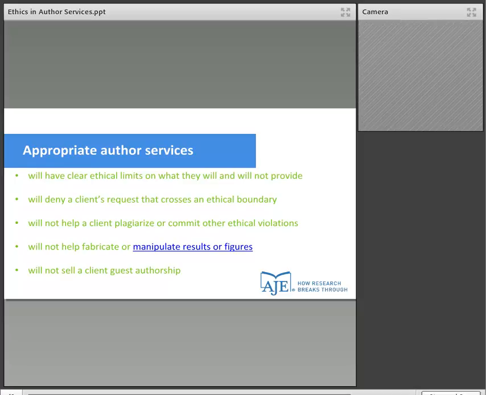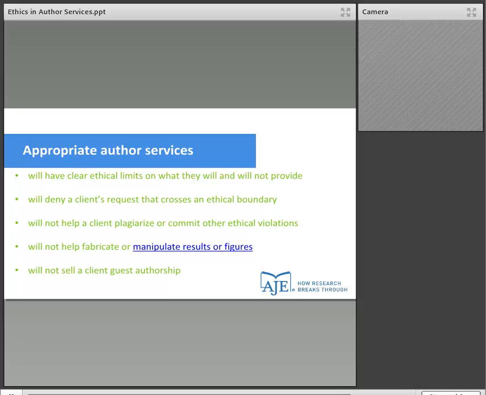There is a blacklist of author services, and I think there are various governments that actually list which author services should not be used by people within their research institutions. Ethical providers will not help you plagiarize or commit other ethical violations, and they won't help you fabricate or manipulate results or figures. And I've linked to an article by Dr. Mudrack on that topic. And most importantly, they won't sell a client guest authorship.